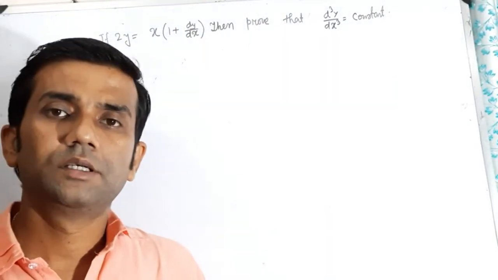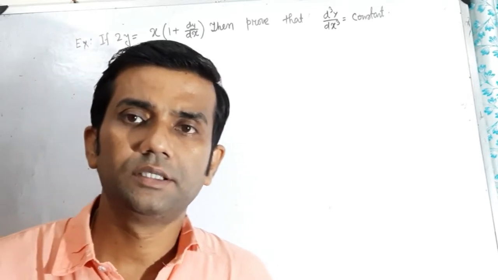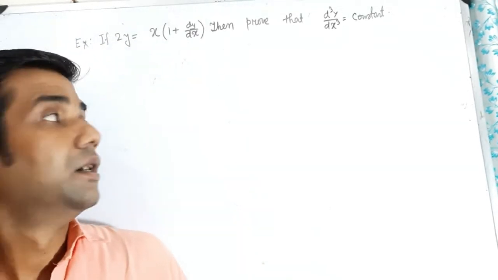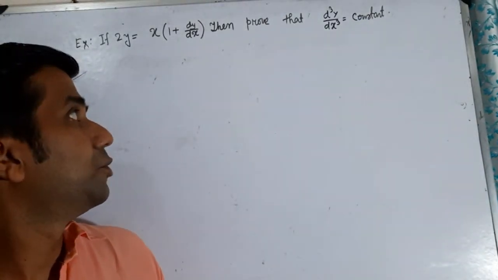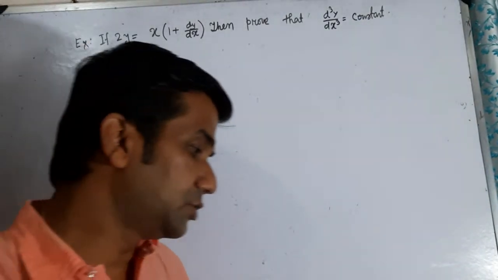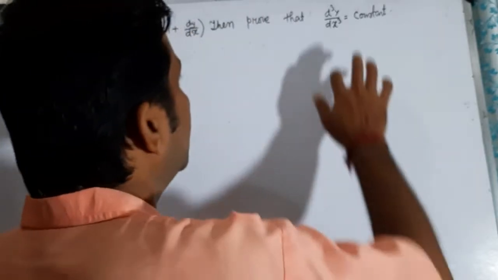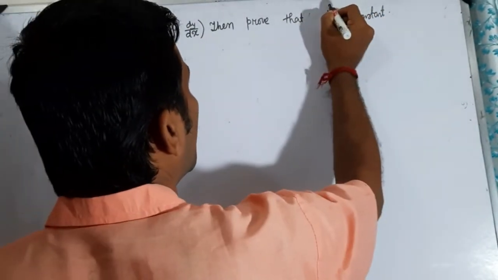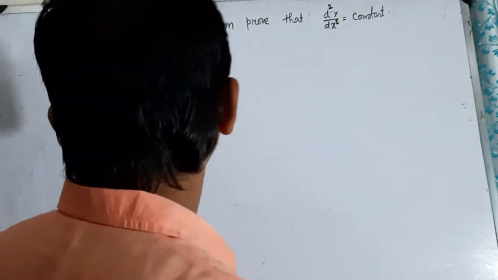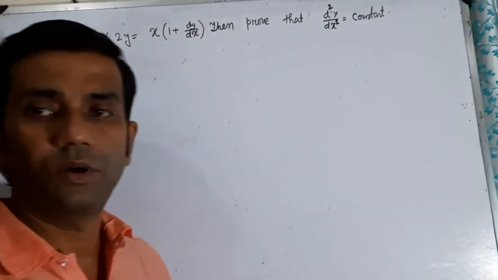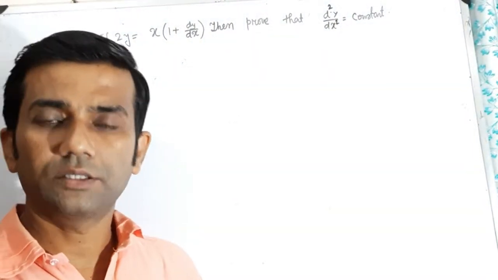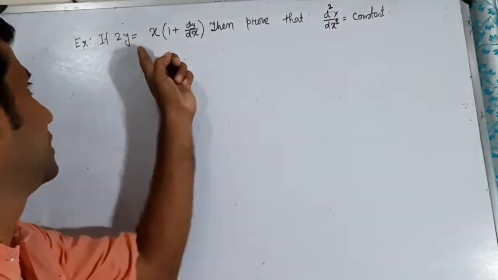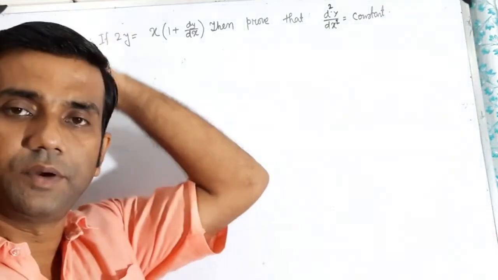The third problem is, if 2y is equal to x into (1 plus dy/dx), then prove that d2y/dx2 is constant. What we have to do is that at first we differentiate this, 2y is equal to x into (1 plus dy/dx).